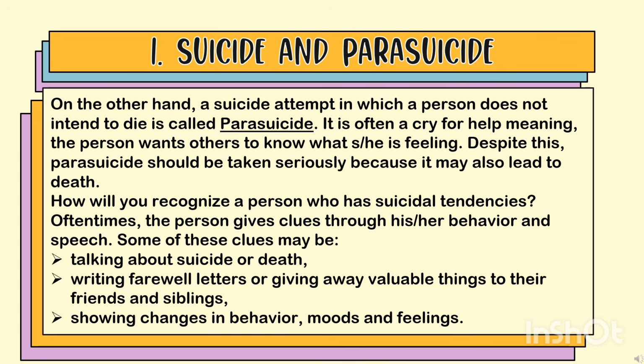How will you recognize a person who has suicidal tendencies? Oftentimes, the person gives clues through his or her behavior and speech. Some of these clues may be talking about suicide or death, writing farewell letters or giving away valuable things to their friends and siblings, and showing changes in behavior, moods, and feelings.